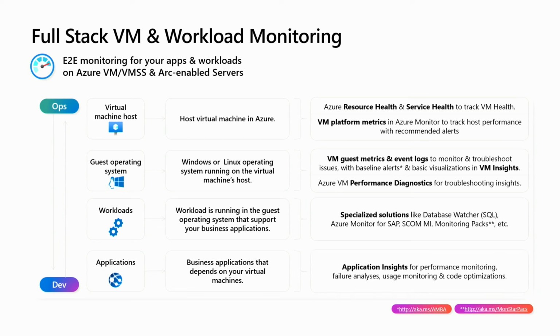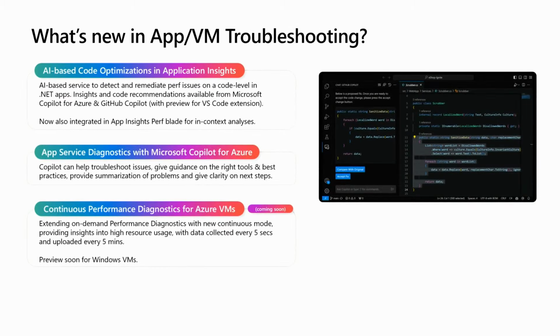You have applications running on your VM. There is an App Insights extension. Very easily, you are able to instrument your applications during ops. Now, there are also a bunch of new capabilities when you're doing app and VM monitoring. Code optimizations is one of my favorite capabilities we have been talking about quite heavily. It's a new AI-based capability.